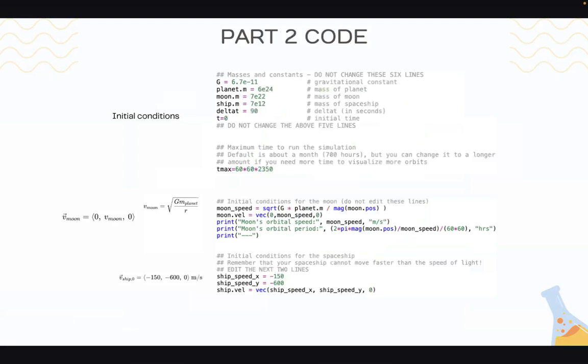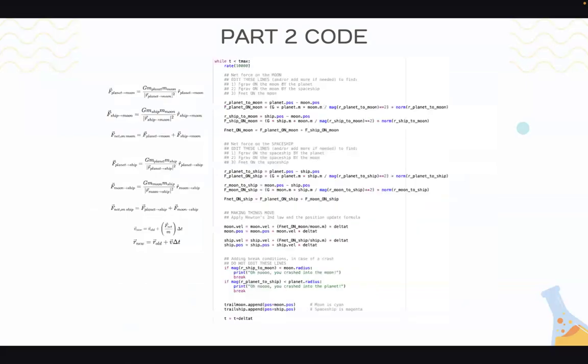And for part two, I used the GlowScript model again, and I started by giving masses of the planet, moon, and spaceship, and used a timestep of 90 seconds. The moon's initial orbit speed was calculated from the gravitational relationship of the planet, and then I chose the spaceship's initial velocity through trial and error. My final successful choice was negative 150 and negative 600 meters per second.